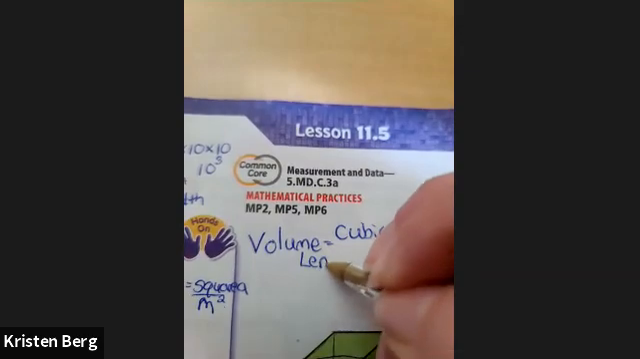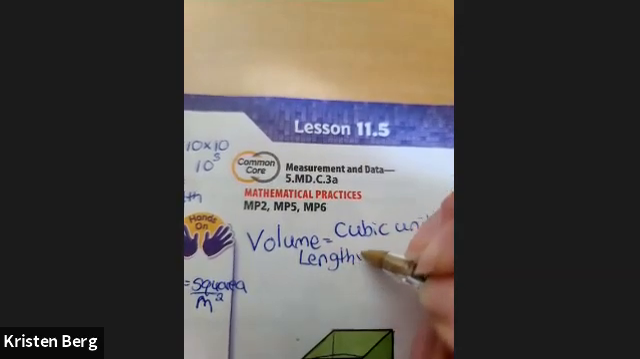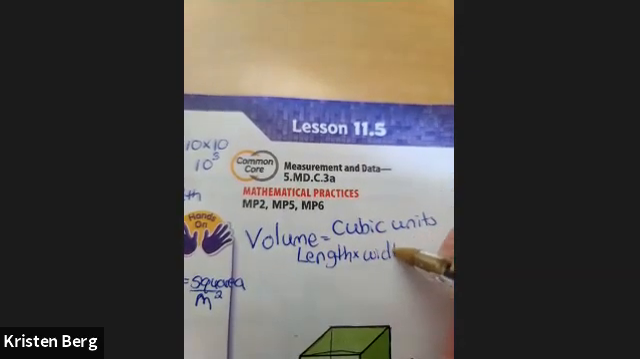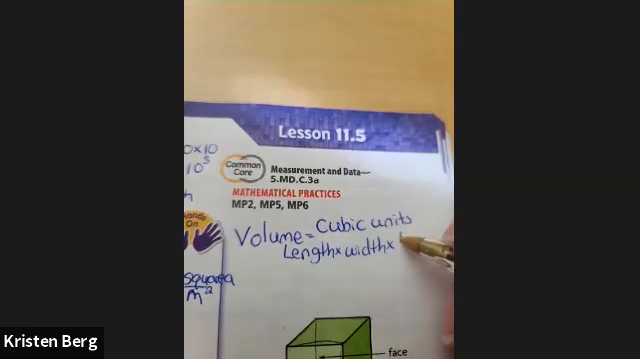Here, we're going to be talking about a third dimension now. We are now going to be talking not only about the length and the width, but now we're going to be talking about the height as well. So length times width times height.